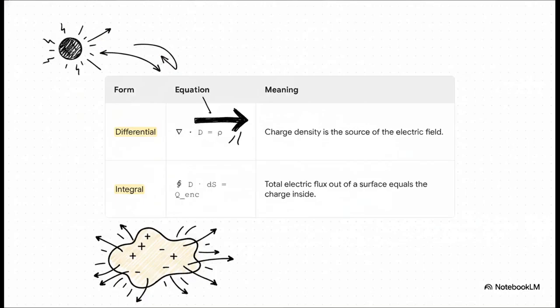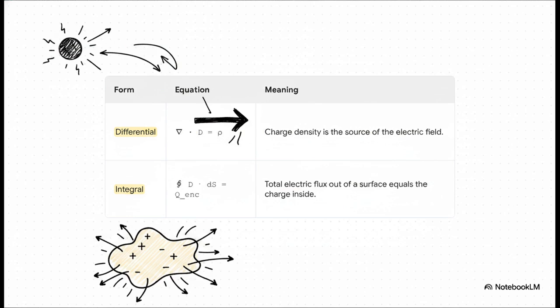So here it is, Gauss's law for electricity. Let's look at the differential form first. This is the microscopic rule. It says that the divergence of the electric field, well, it's equal to the charge density at that exact same point. To put it simply, electric charge is the source of the electric field. Where you have charge, you have a field diverging from it.